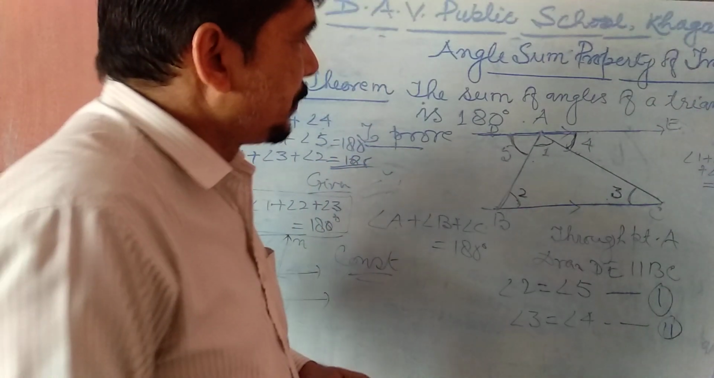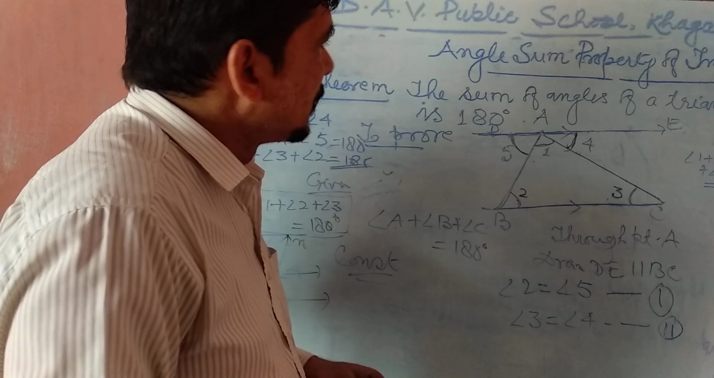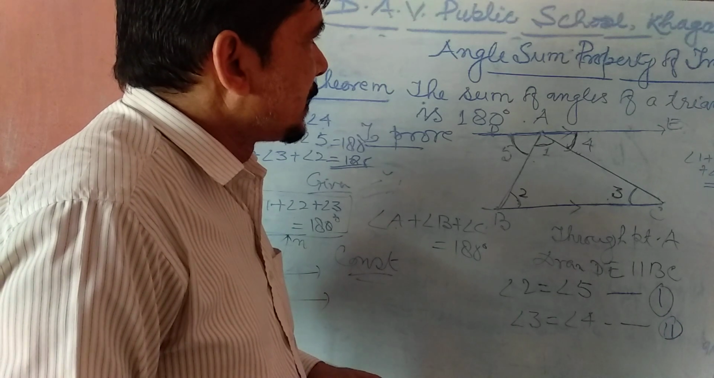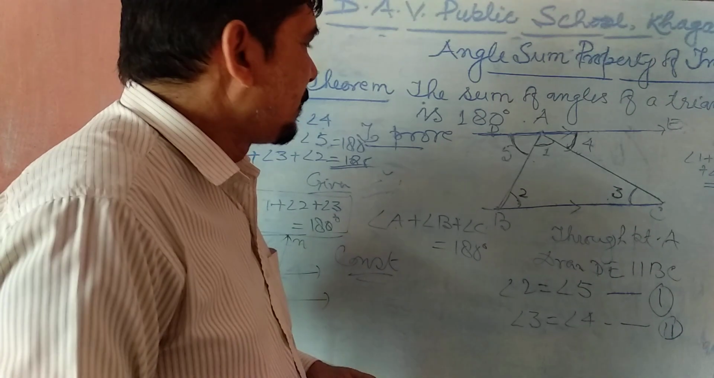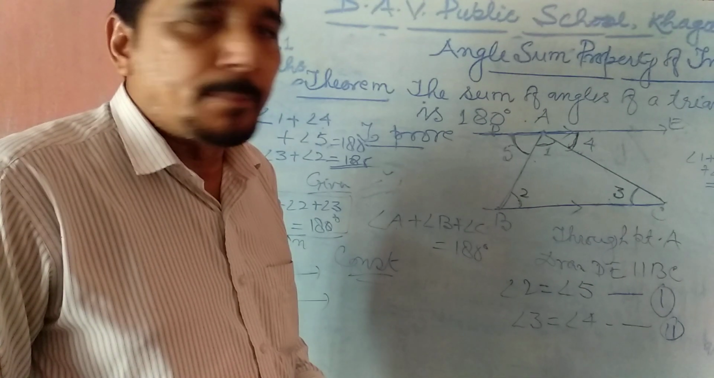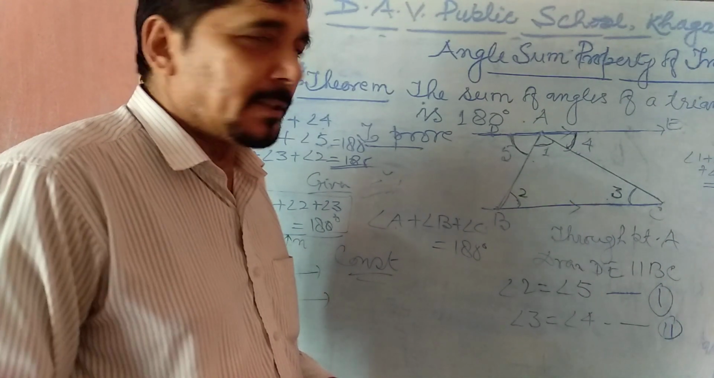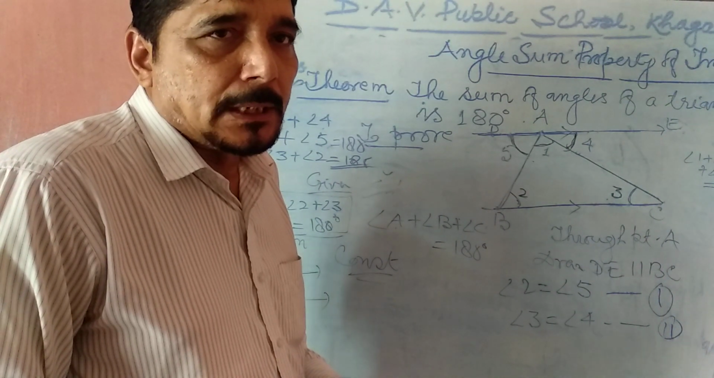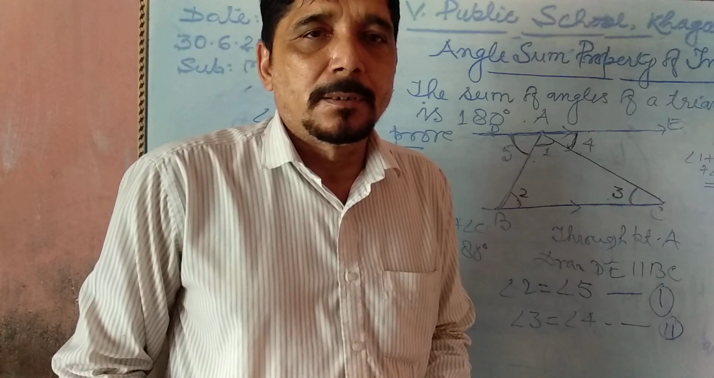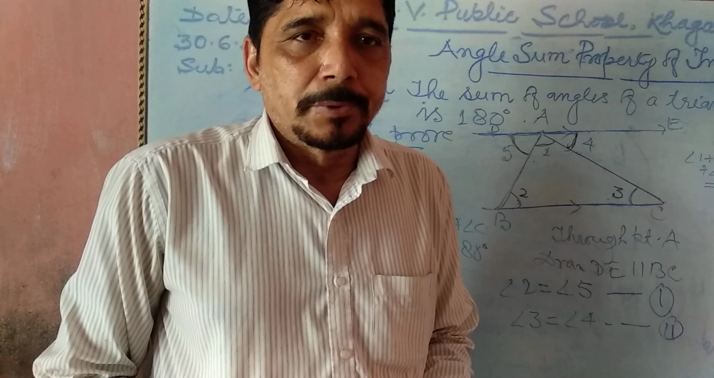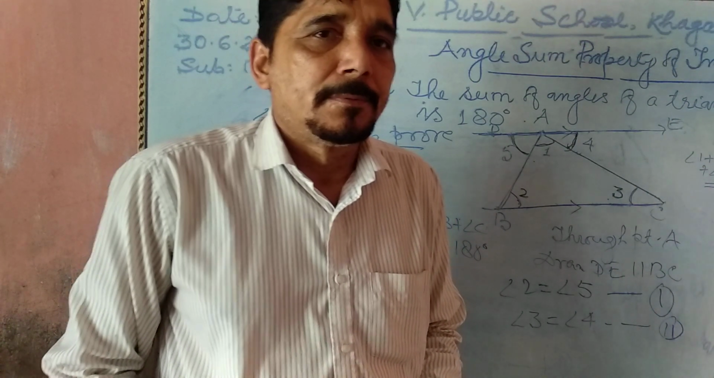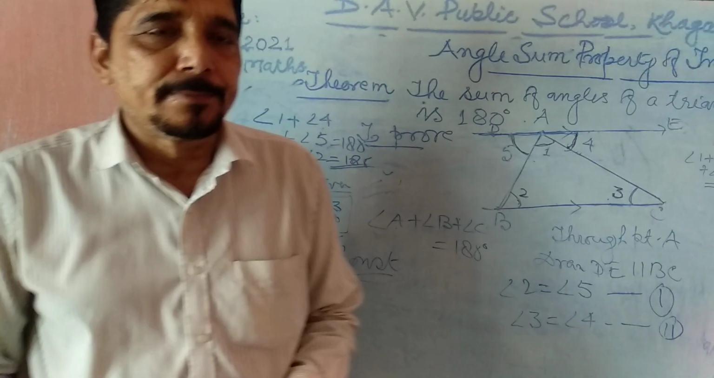Now today we are going to prove the theorem which is known as the angle sum property of a triangle, and this theorem states the sum of angles of any triangle is 180 degrees. The sum of all three angles of any triangle is 180 degrees. We will prove it geometrically with the help of transversal axioms.